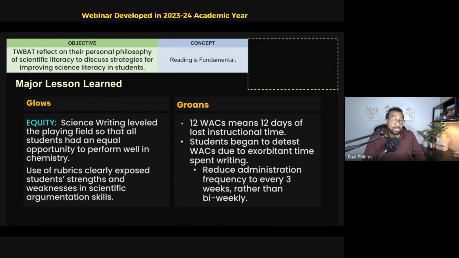12 of these assignments meant I lost 12 days of instructional time because students needed a whole class period to read and write. They did. Because the writing across the curriculum challenge existed in all of their content areas, students began to detest this entire process because they spent a lot of time writing. So some of these scores might have been influenced by student morale. Even though most of the students showed some level of improvement, we still don't know how much student morale played a role in the student performance.